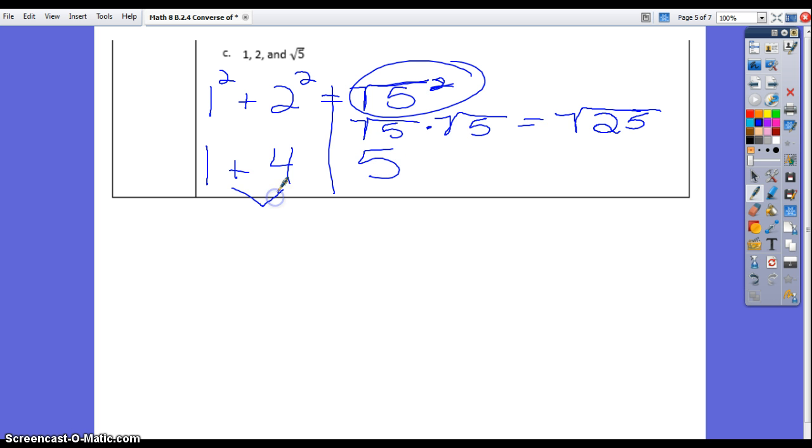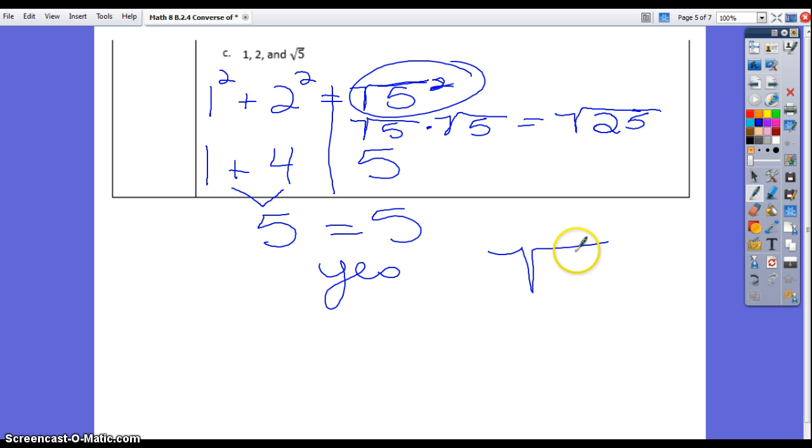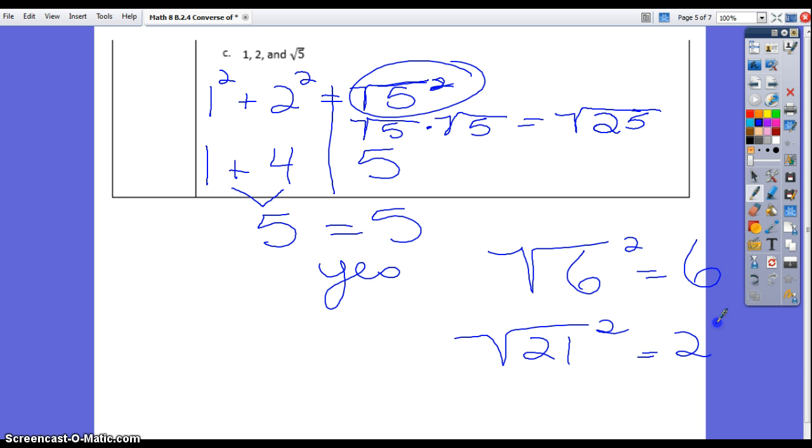Now what do we get here? 5 equals 5. So yes, that one works. What do we get if we have the square root of 6 squared? 6. What's the square root of 21 squared? 21.